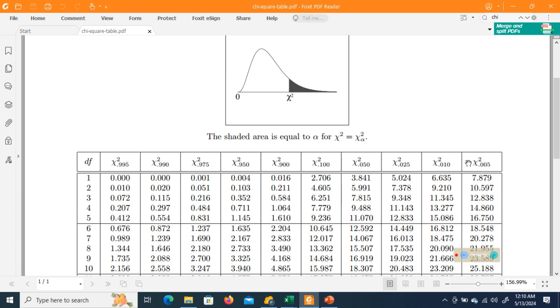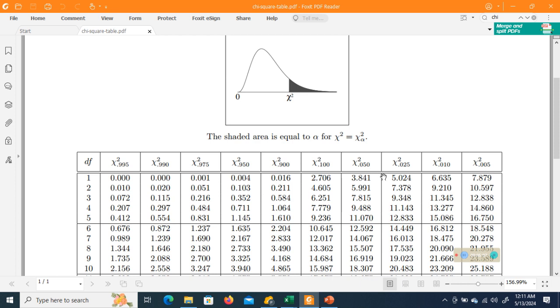And if we come out here, chi-square at 0.005 means about 0.5% of the area is in the right hand side. Generally we are testing the hypothesis at 5% level of significance. In that case for the right tail we use this value, chi-square at 0.05. And if I want to calculate the corresponding left tail, in that case we prefer 2.5% from the left hand side and 2.5% from the right hand side.